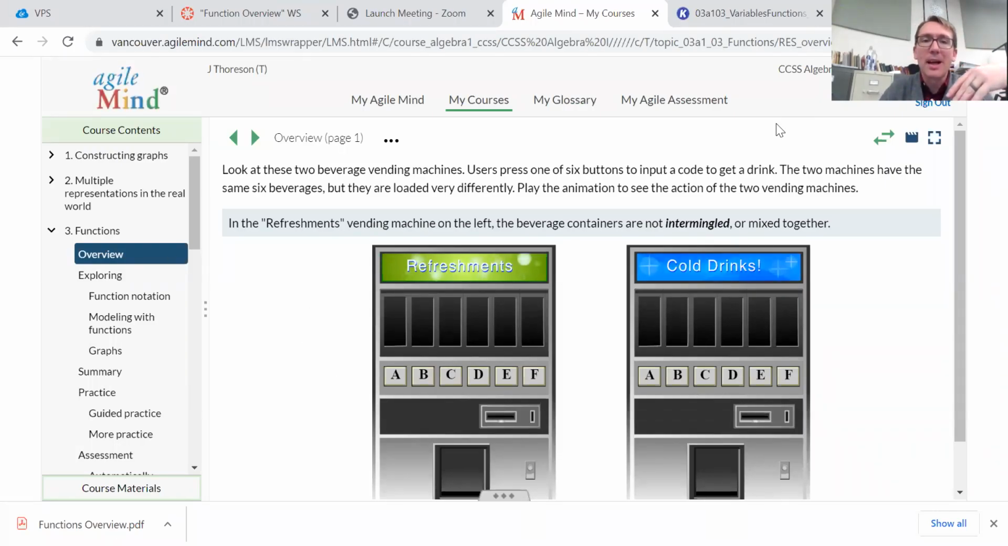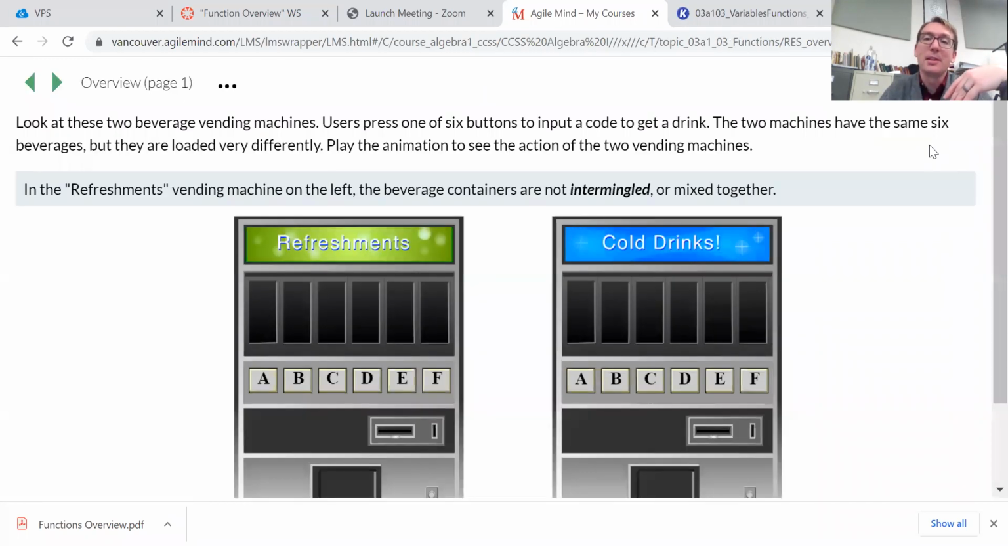All right, so we're going to buy some refreshments because that sounds like a great idea. Look at these two beverage vending machines. Users press one of 6 buttons, A, B, C, D, E, or F, to get a drink. That inputs a code, but that's just confusing. Really, you push a button and you get a drink. We'll talk about the details in a second. The two machines have the same 6 beverages, but they are loaded differently. Play an animation to see the action of the two vending machines.